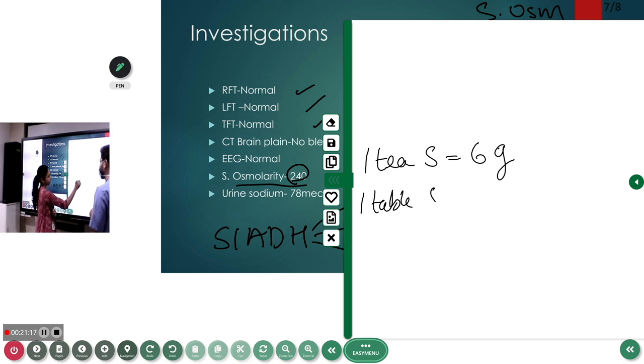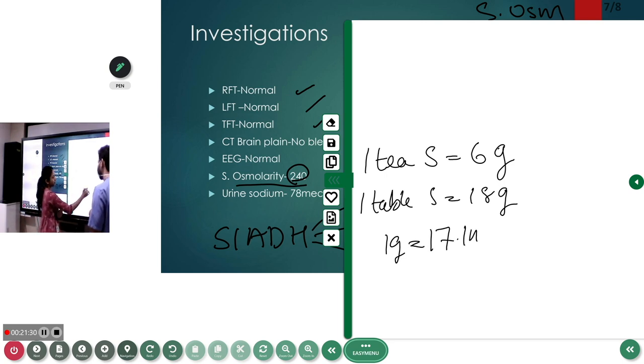Actually, one teaspoon of salt contains around 6 grams of sodium chloride, and a tablespoon contains 18 grams. If the patient is stable and taking orally, we can supplement according to the need. How many milliequivalents does 1 gram contain? 1 gram of salt contains 17.1 milliequivalents of sodium.